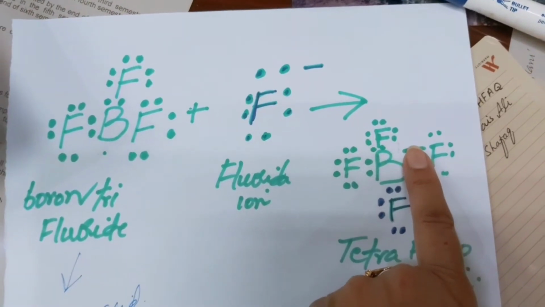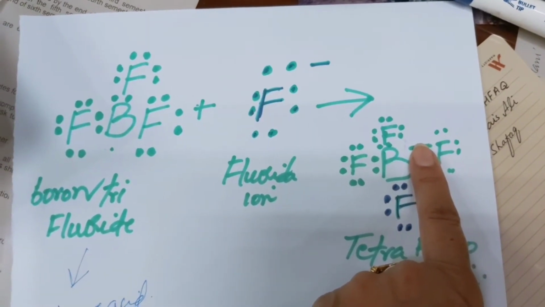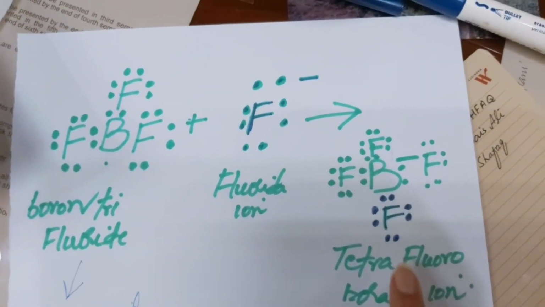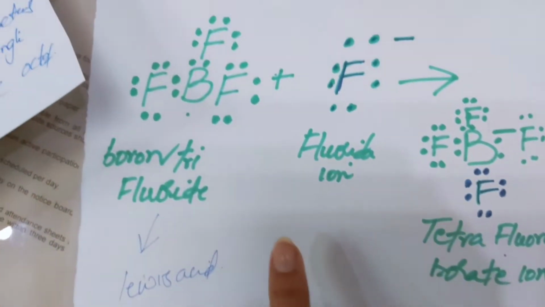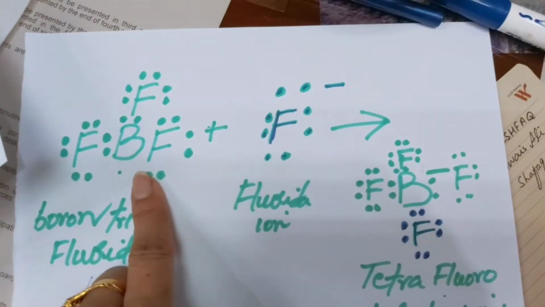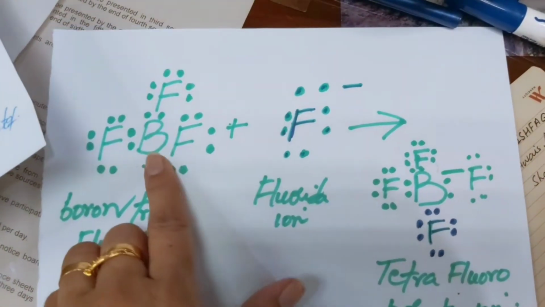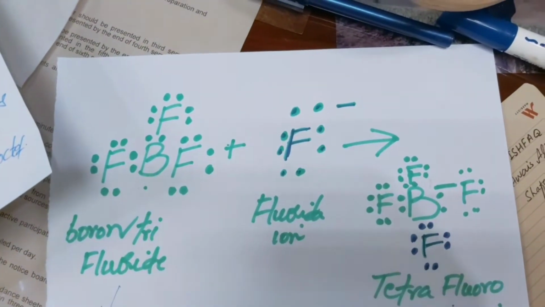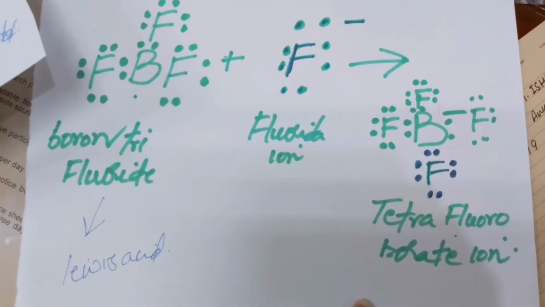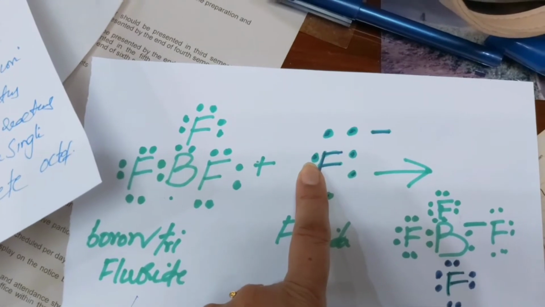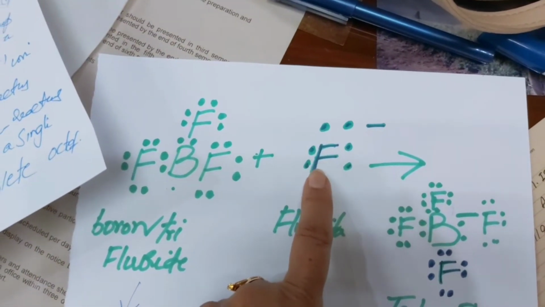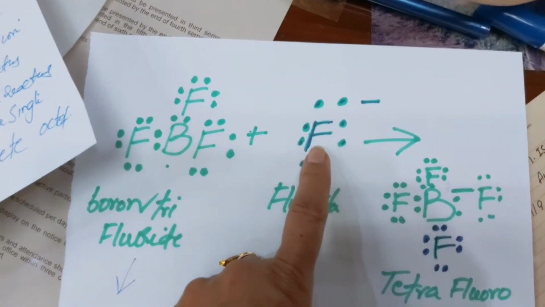And what would be the name of this compound? Tetrafluoroborate ion. Whereas the compound that gives the electron pair to the Lewis acid, forming a new bond, is called a Lewis base. Here the fluoride ion is a Lewis base, that is this one, because it has shared its electron pair.